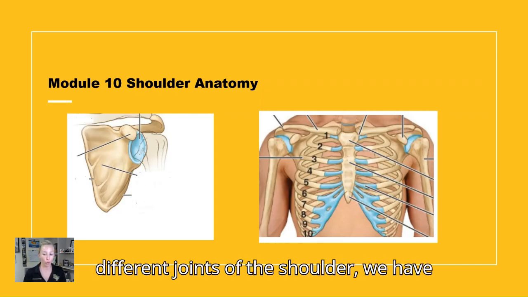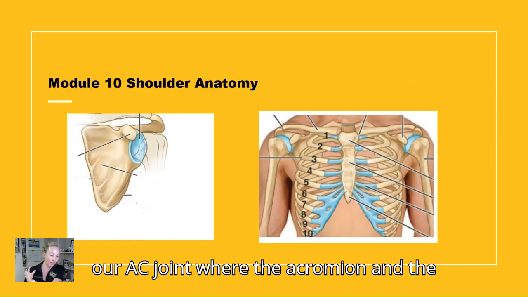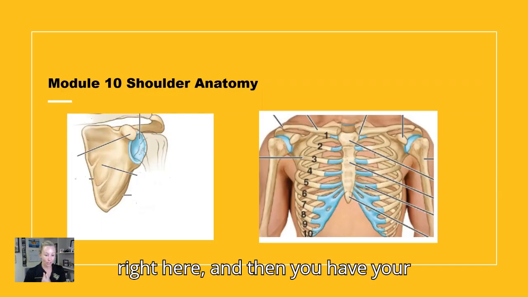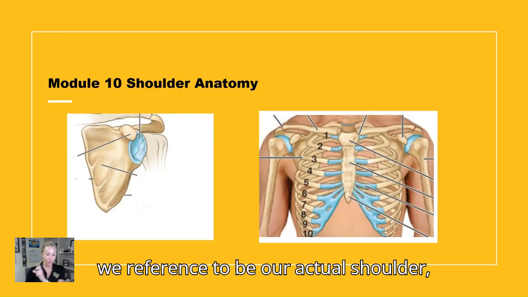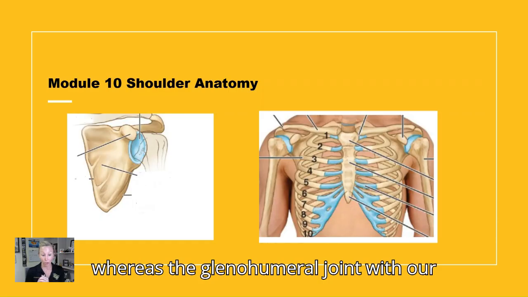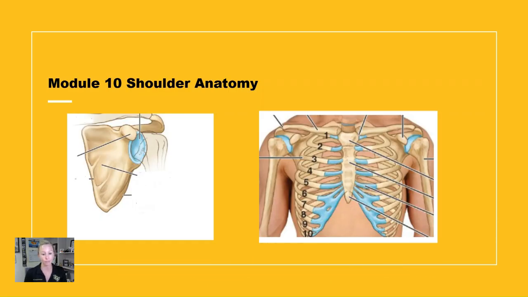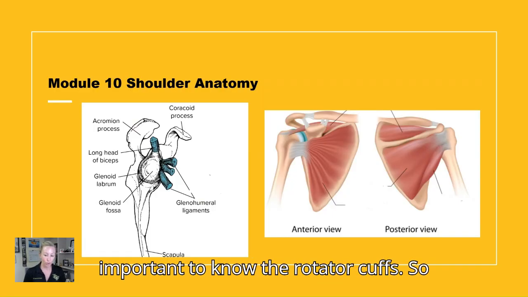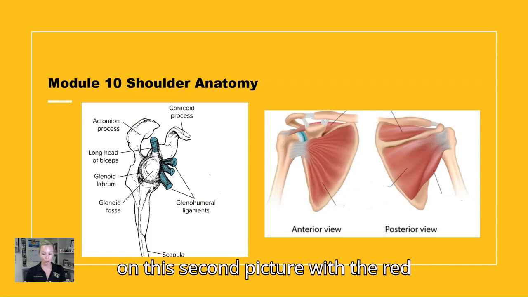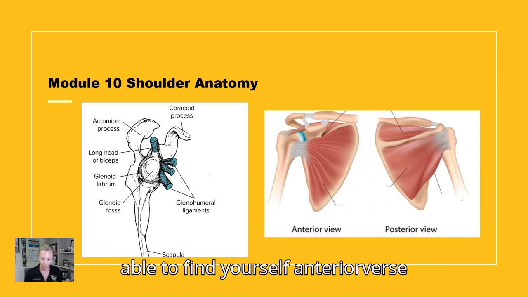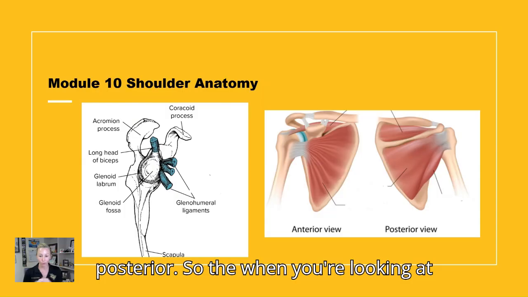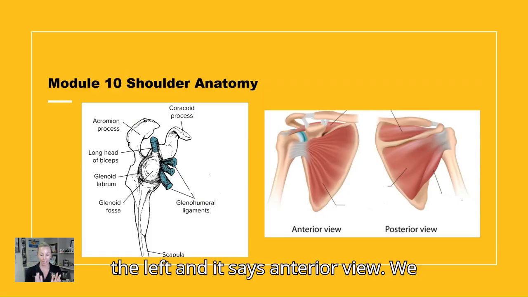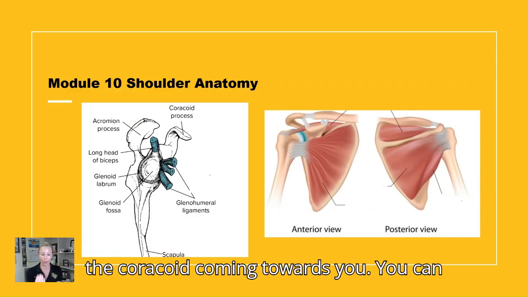So when we talk about the different joints of the shoulder, we have our AC joint where the acromion and the clavicle come together. We have our sternoclavicular joint, or SC joint, right here. And then you have your glenohumeral joint, which we reference to be our actual shoulder, where our humerus meets the glenoid fossa. And then when we're talking about muscular anatomy, it's just really important to know the rotator cuff. So this second picture with the red muscles on there, be able to find yourself anterior versus posterior. So when you're looking at the two pictures with the scapula with the red muscles, the first one on the left says anterior view, and we know it's anterior because you can see the coracoid coming towards you.